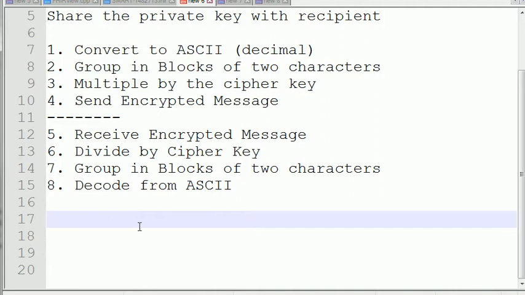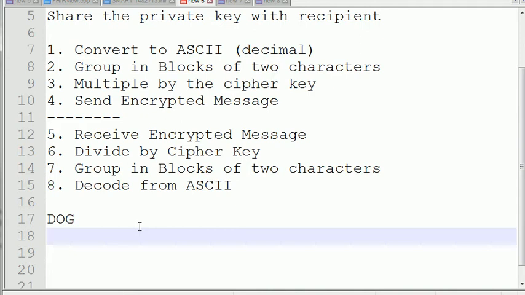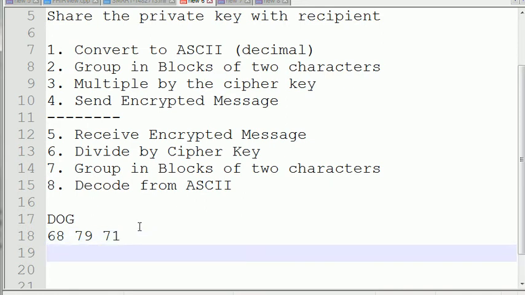Let me start with, well, let's pick DOG. That's an easy one. So I want to send the secret message DOG to my recipient who has this encryption. All right, so we convert it to ASCII. You can do this. Find your ASCII code in your textbook. 68 is D, 79 is O, 71 is G. Okay? All right, step 2, group in blocks of 2 characters. So we'd have 6879, and then we have 71.